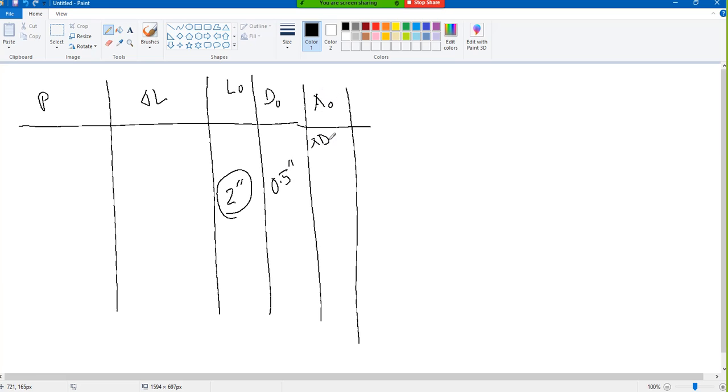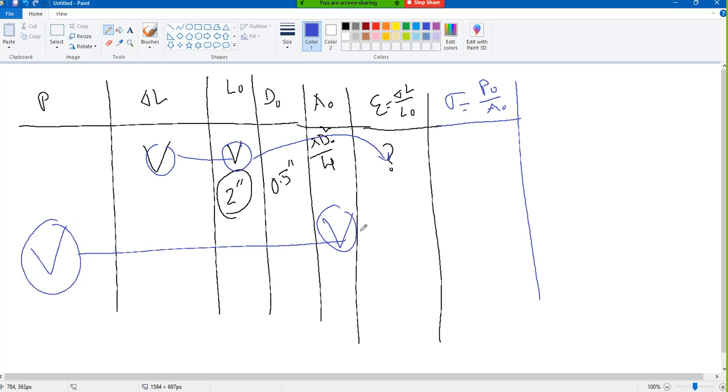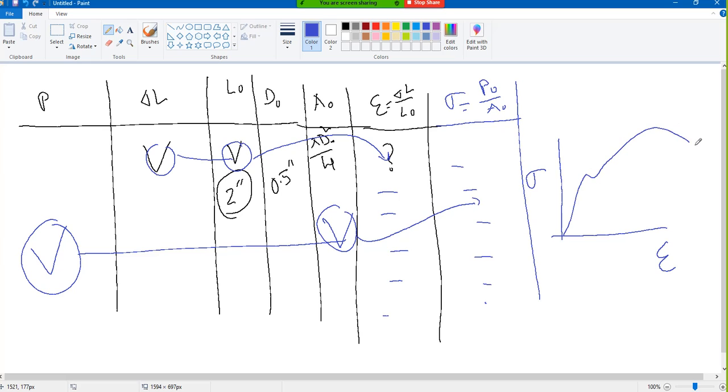How to calculate A naught? Pi D naught squared by 4. Then you will calculate strain. What is strain? Delta L divided by original L. That means this column divided by this column gives this column. You use these two columns and come here. The other is stress. What is stress? P divided by area. You use this column and this column, and both will give you this column. You'll get so many numbers. Then draw it. Whatever you get, done. Is it difficult? No way.